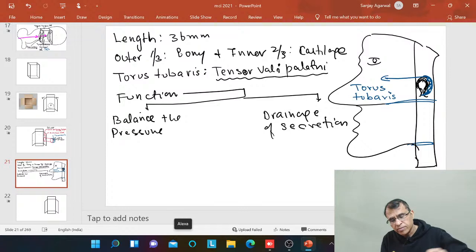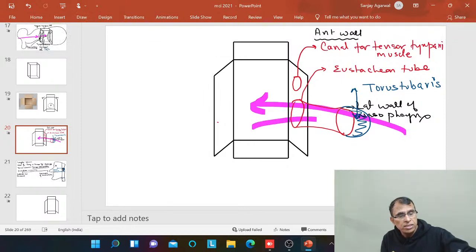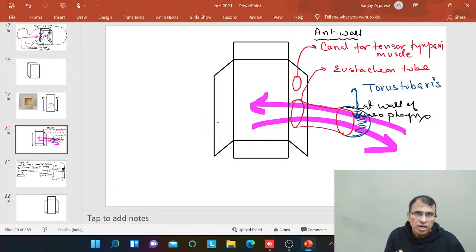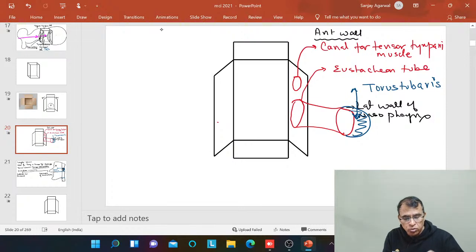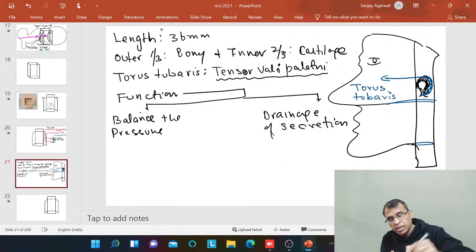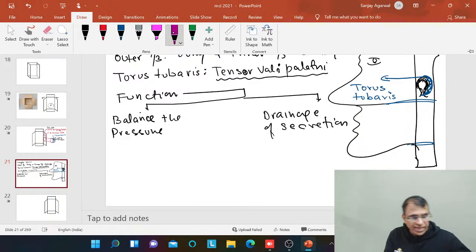The point is that in the Eustachian tube, something is always entering and something is always coming out. Air is entering and secretion is coming out. Like I said, this is the only route through which something can go in and out. Now, if something has to go in and something has to go out, we understand the Eustachian tube has to remain open for that. So the tube opens.